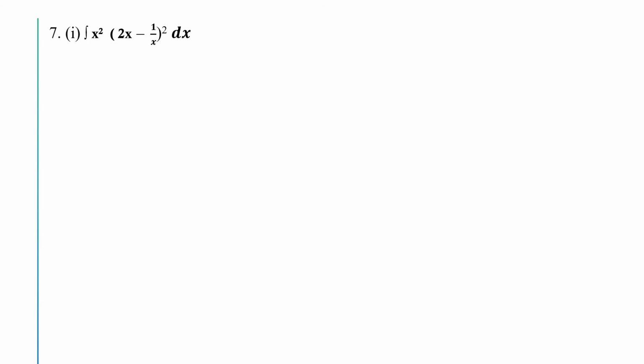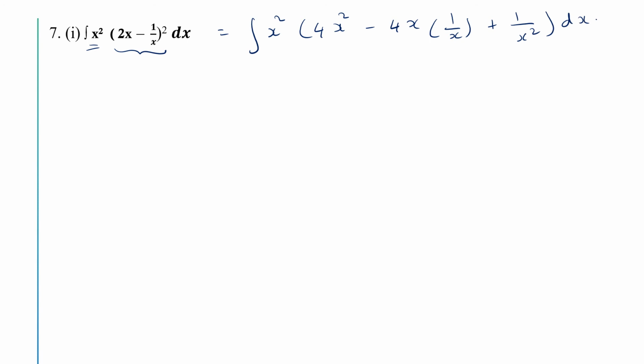Next question, integral x square into 2x minus 1 by x the whole square into dx. So first we will expand this, then multiply it with x square and then simplify. So this is equal to integral x square into 4x square minus 4x plus 1 by x square dx. It is of the form a minus b the whole square, so we have to use the formula a square minus 2ab plus b square.